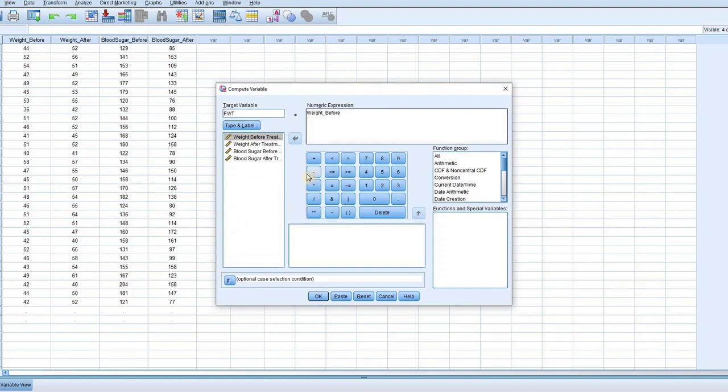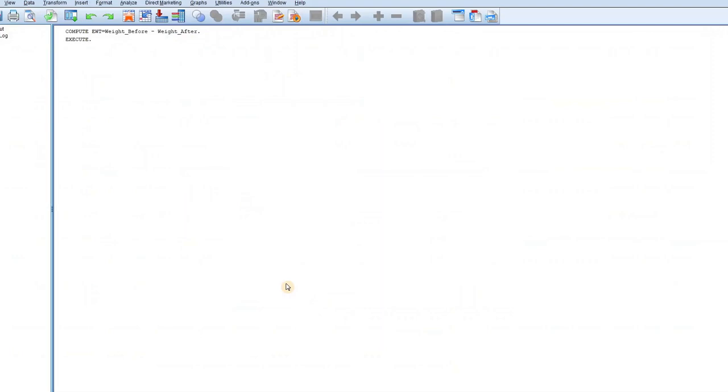Then, click on the minus sign and thereafter move the weight after treatment to the numeric expression box to stay after the minus sign. This means we are now subtracting the catfish weight after treatment from the catfish weight before treatment. Now, click OK for the SPSS system to process the equation and produce the output in the data view window as a new variable in your dataset.